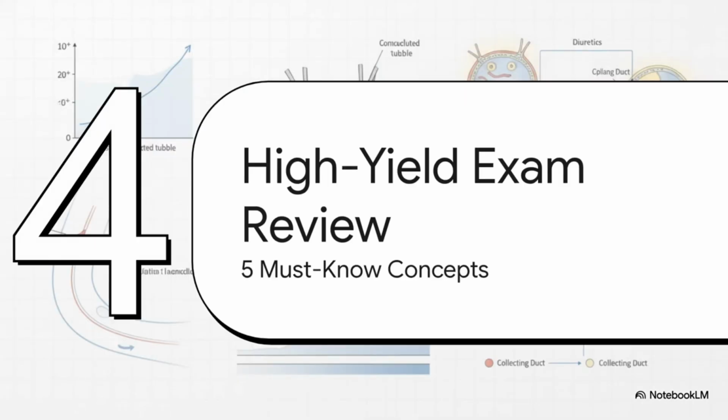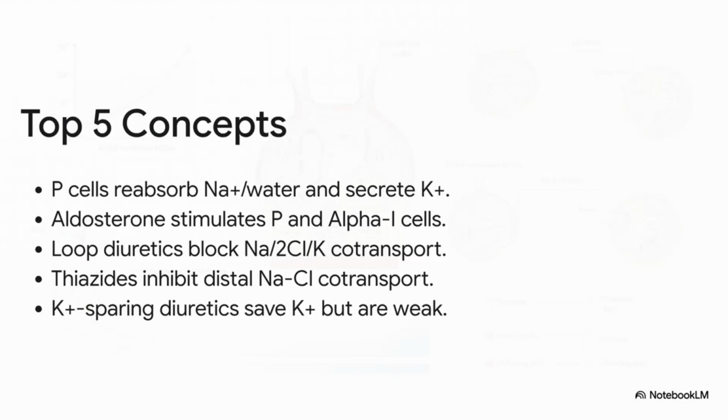And finally, Section 5, High-Yield Exam Review, 5 Must-Know Concepts. All right, here are your top 5 high-yield revision points for the boards. Number 1, principal cells reabsorb sodium and water while secreting potassium, and that's driven entirely by the Na+/K+ ATPase pump. Number 2, aldosterone is the master regulator.